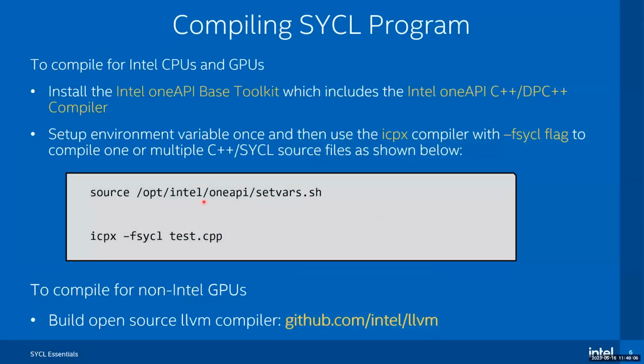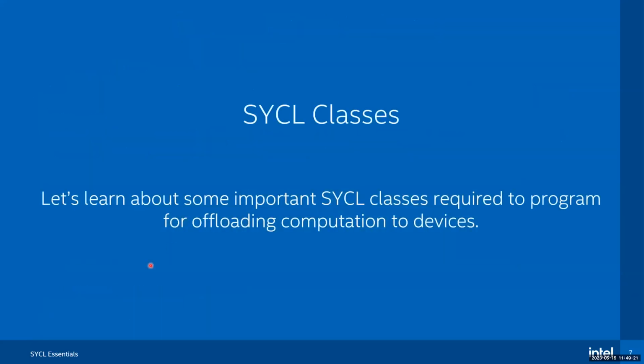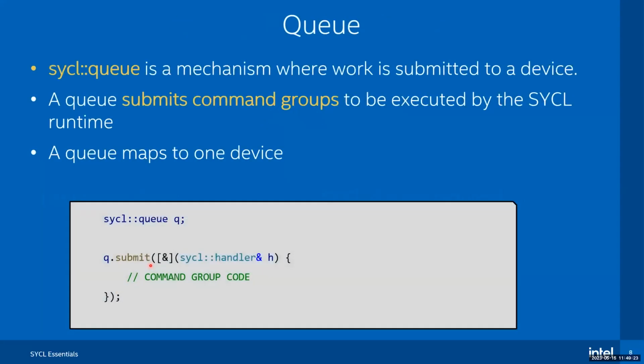Right, so how do we compile a SYCL program? Initialize the environment variable, and then we use icpx with the -fsycl flag, and this will compile the SYCL application, and you can run it on any device. So with those basics in mind, let's look at some of the important classes in SYCL. The first main important thing is the queue. This is something that's used in every single SYCL program.